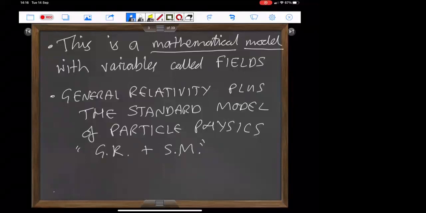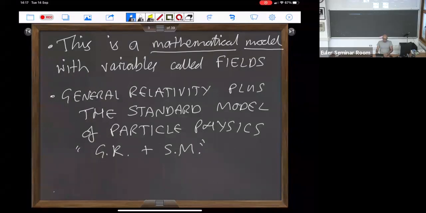And what is a field theory? Well, as in all models in physics, it's a mathematical model whose variables are quantities called fields. And the fields will play an important role. We're going to introduce fields in this course, and there will be fields essentially in all of your courses. Now, this mathematical model is usually called general relativity plus the standard model of particle physics, or sometimes GR plus SM.